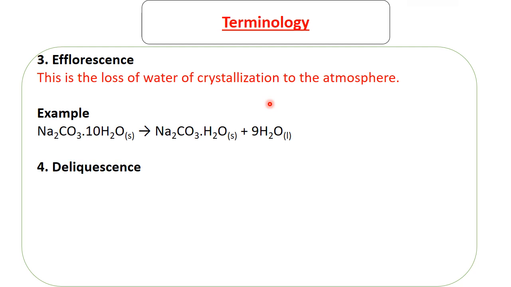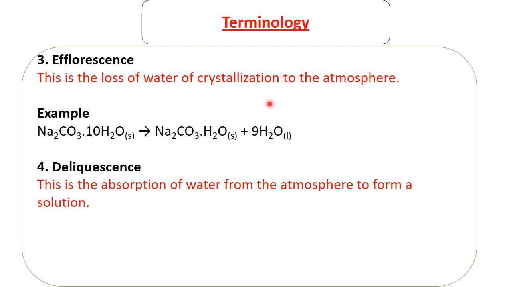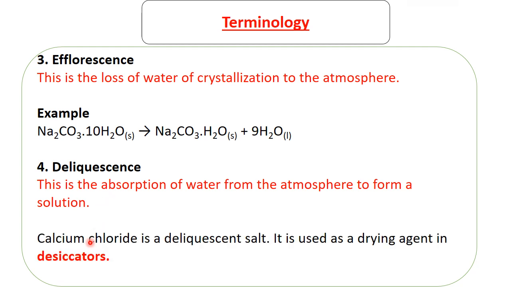Then another term is deliquescence. This is the absorption of water from the atmosphere to form a solution. There are some substances that have a tendency of absorbing water from the surrounding. Such substances are said to have the property of deliquescence. A good example is calcium chloride. Calcium chloride is a deliquescent salt because it absorbs water from the external environment or from the atmosphere.